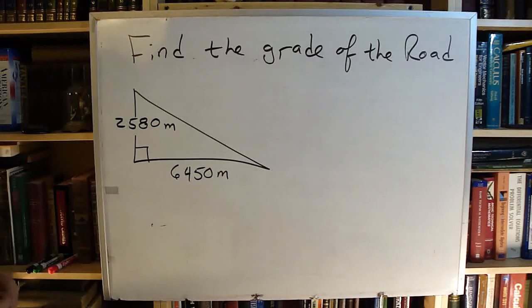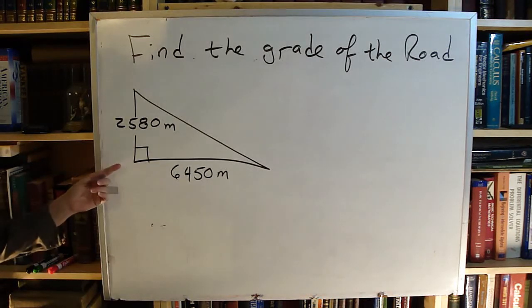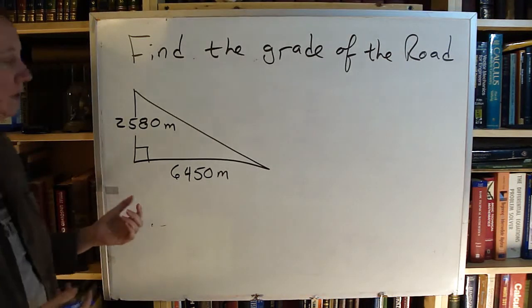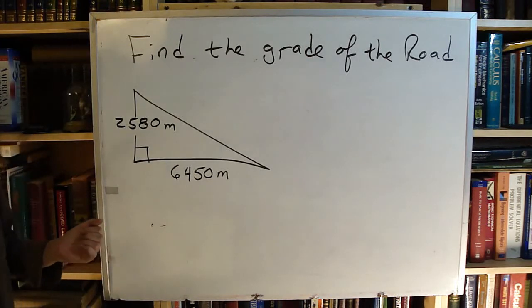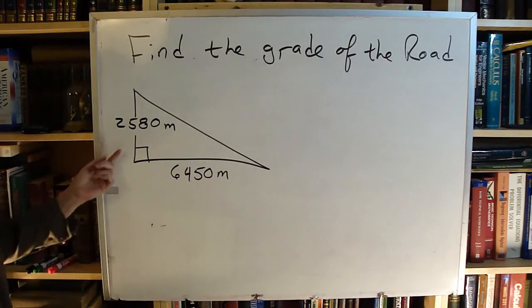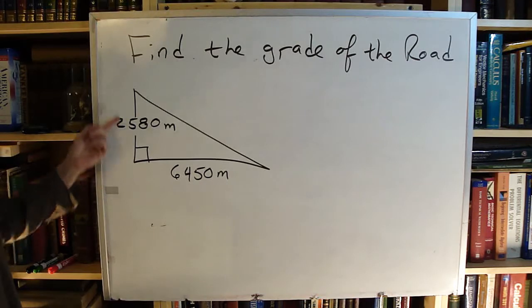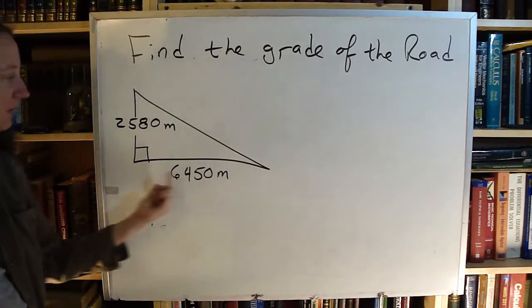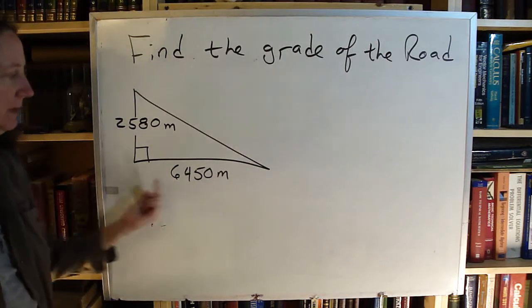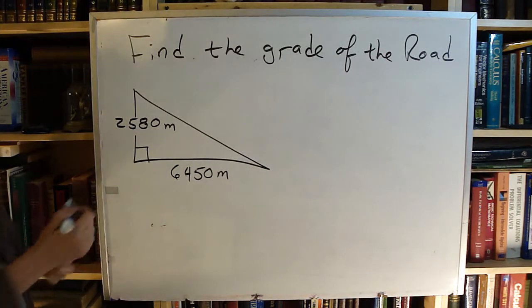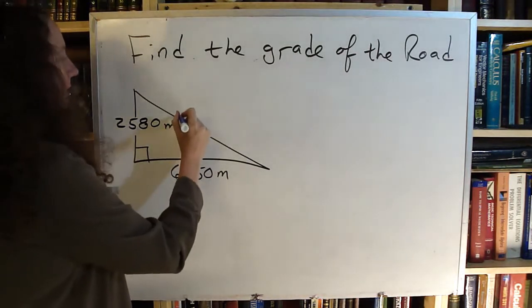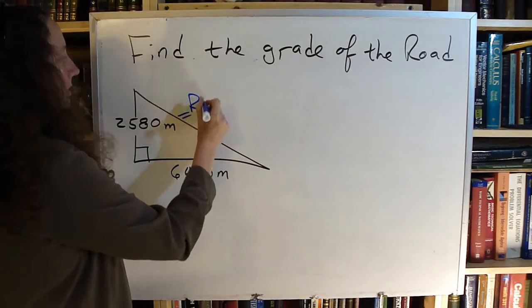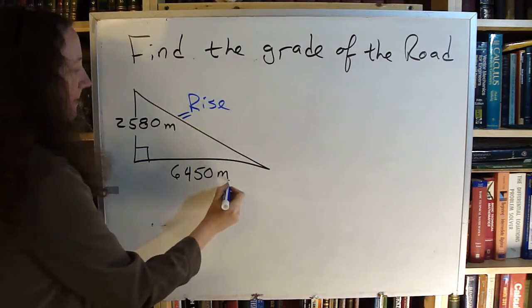Here we're being asked to find the grade of a road, actually the grade of a railroad track in this situation, in Japan, that has a rise of 2,580 meters and a run of 6,450 meters. So I identify my rise, and I identify my run.